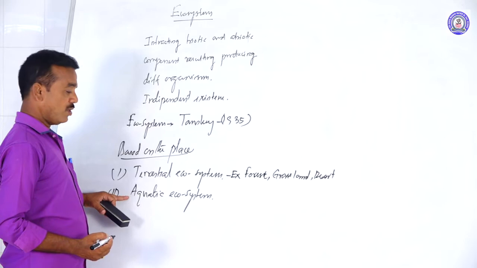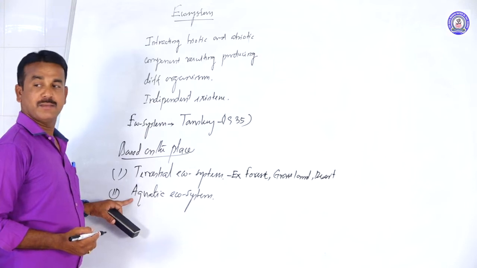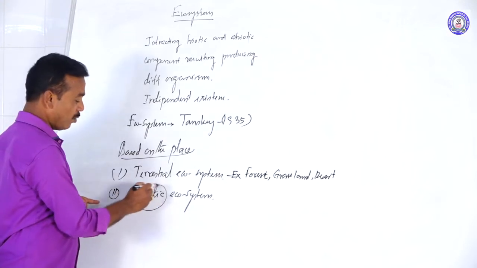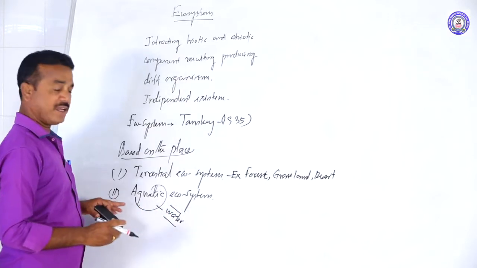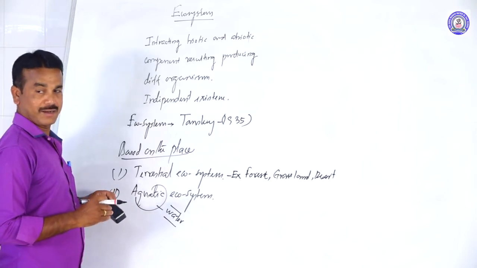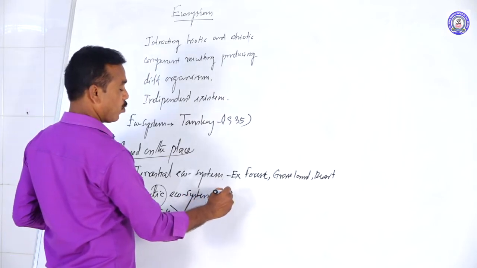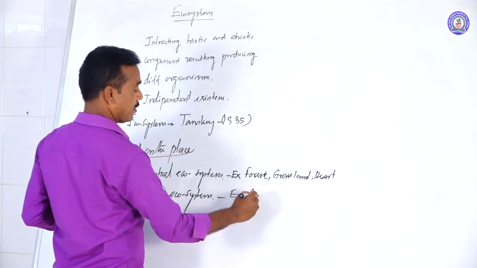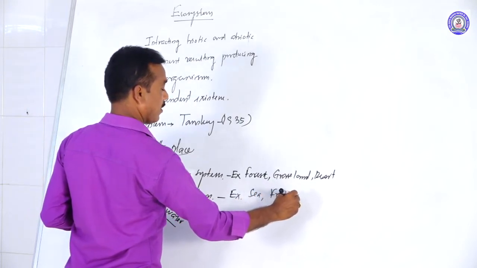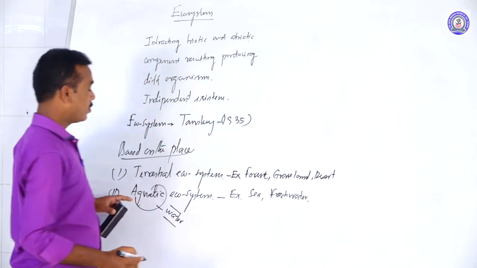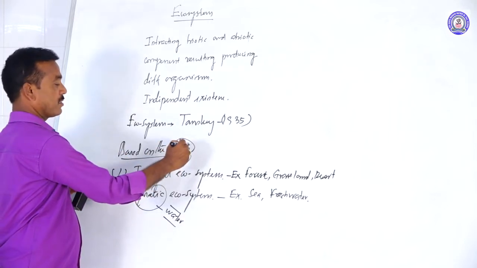Then, what do they call aquatic ecosystem? Nothing but the organisms that are found only in the water. They make a separate shelter for these organisms, so we call it aquatic ecosystem. What are the examples of aquatic ecosystem? Nothing but sea and fresh water. So those two ecosystems can be classified based on place.